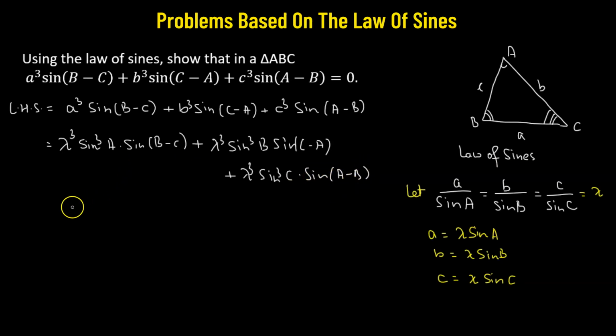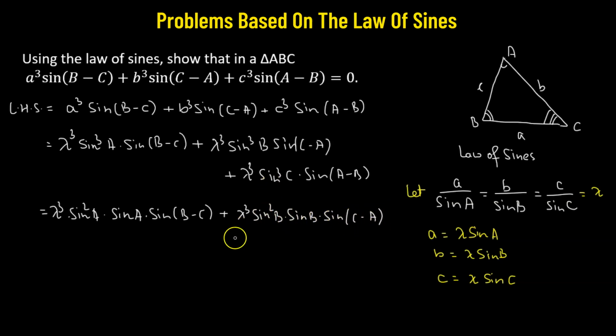Now we are going to rewrite this expression. So we have lambda cube. Now instead of writing sine cube A, we are going to split it as sine squared A multiplied by sine A. So we have sine A multiplied by sine(B minus C). Similarly, for the second term, we will rewrite sine cube B as sine squared B multiplied by sine B times sine(C minus A). And on coming to the third term, we have lambda cubed multiplied by sine cube C, which will also be represented as sine squared C times sine C multiplied by sine(A minus B).